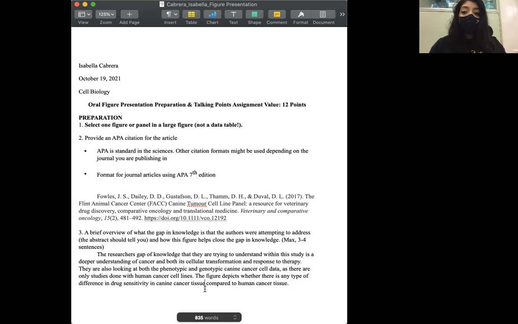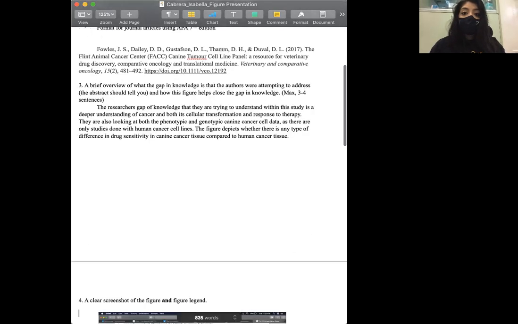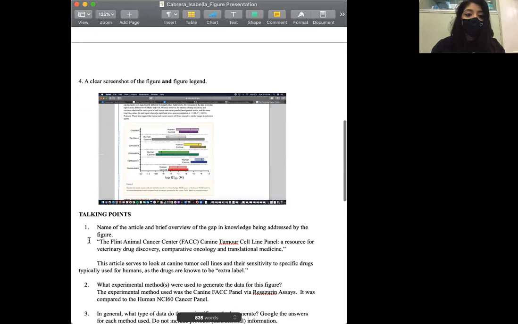The figure that I chose depicts the drug sensitivity and the 6 different types of chemotherapy, which are listed here. So for these, we have cisplatin, paclitaxel, lomustine, vinblastine, carboplatin, and doxorubicin. So again, the name of the article is the Flint Animal Cancer Center Canine Tumor Cell Line Panel.